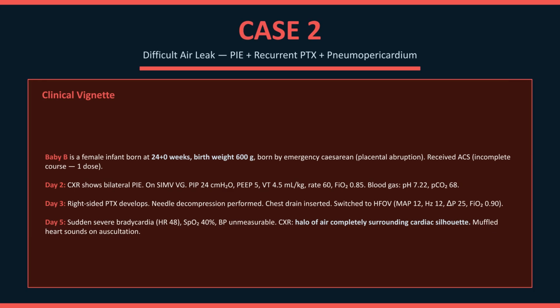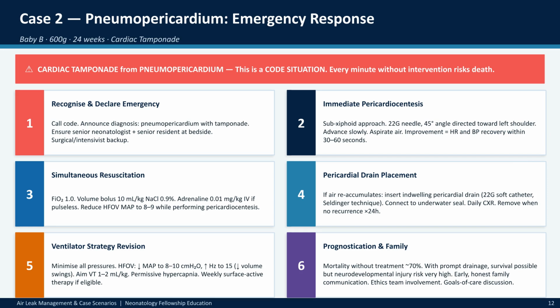Case 2 involves a 600 grams, 24-week infant who developed bilateral PIE on day 2. A right-sided pneumothorax developed on day 3, treated with needle decompression and a chest drain, followed by a switch to HFOV. On day 5, the infant acutely deteriorated with severe bradycardia and a "halo of air" on CXR, highly suspicious for pneumopericardium. Case 2 presents a code situation, cardiac tamponade from pneumopericardium.